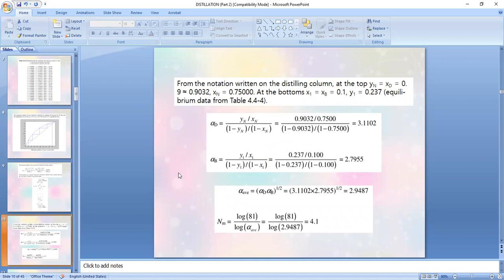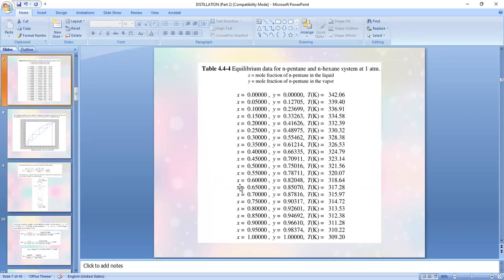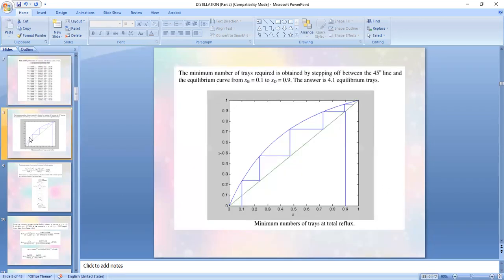Anyone? In here, you're provided with the data. So you can choose from the data there and just read the equivalent mole fraction in equilibrium with the mole fraction that you have been given. But if it's this one, what will you do? What will you do, Johan?